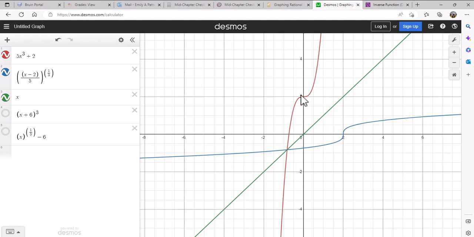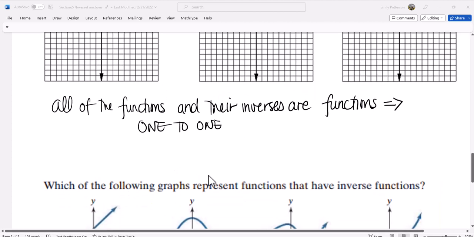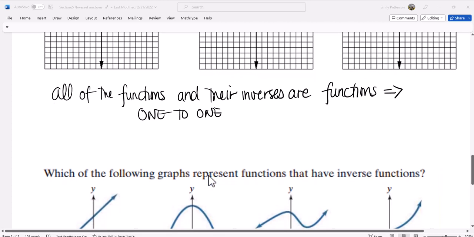One-to-one, that means, remember, for a function, it means for every x, I have exactly one y. But one-to-one means for every one y, I have exactly one x. Or in other words, the inverse is also a function as well. So flipping back to the notes there, all of the functions and their inverses are functions, which means it's one-to-one. And what we can do is we can do this by testing.